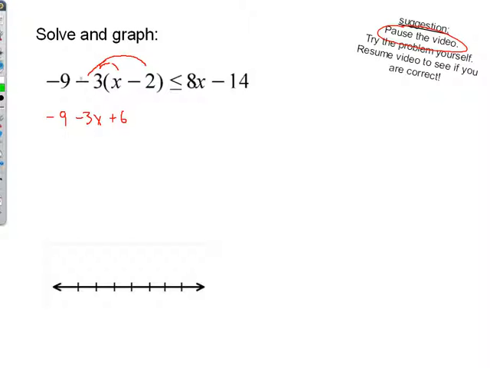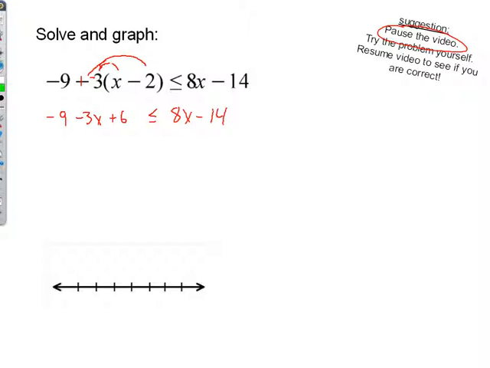Watch that. Some people do this little deal. They change that to plus negative so that they recognize that the negative is going with the 3 in its multiplication. So anyway, I'm going to have negative 3x and positive 6 there, less than or equal to 8x minus 14. Now I want to get all the x's on one side, and I'm going to choose to move them. Well, you know what? I like to get x's on the left side.